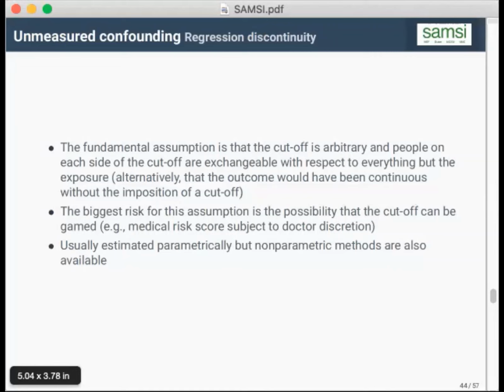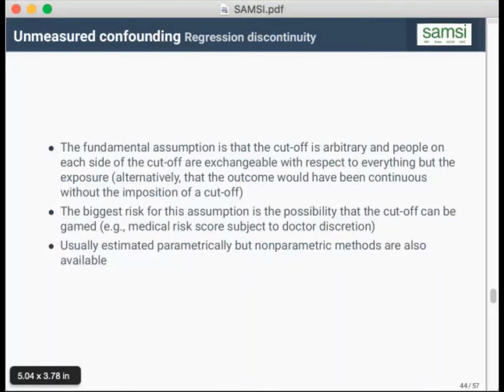The biggest risk for this assumption is the possibility that the cutoff can be gamed. So for example, suppose there's a cutoff in some medical risk score that determines whether you get a particular treatment or not. If there's some subjectivity that goes into computing that medical risk score, it could be the case that a doctor who just feels that this patient would benefit from the particular treatment could artificially inflate or deflate the risk score, even possibly subconsciously.